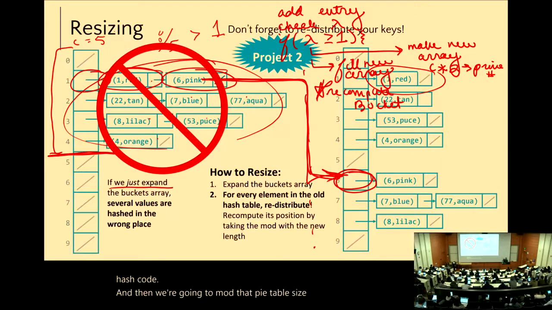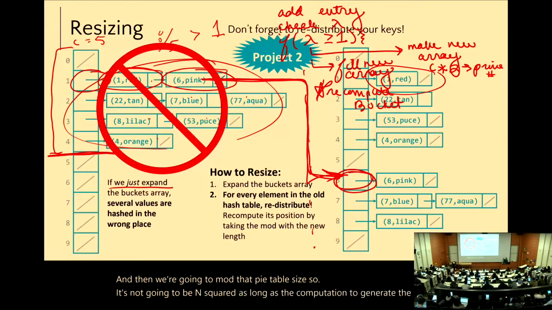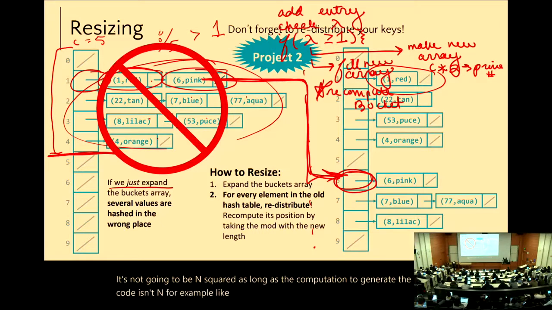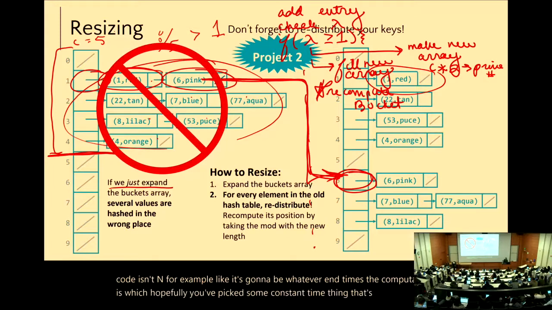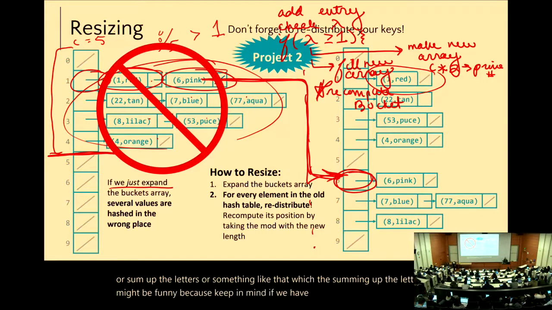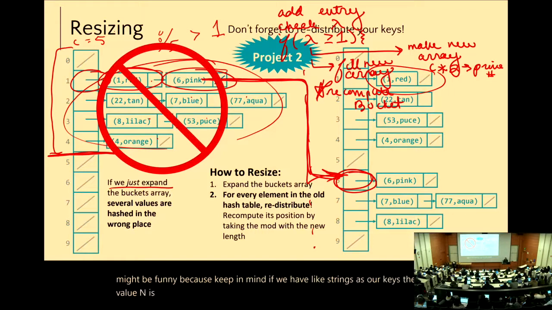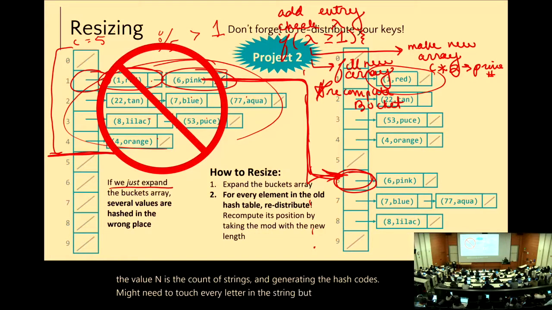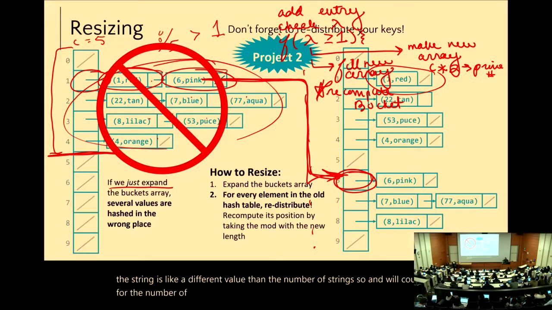So it's not going to be n squared as long as the computation to generate the hash code isn't n. It's going to be n times whatever the computation is, which hopefully you've picked some constant time thing like dot length or sum up the letters. The summing up of letters might be funny, because if we have strings as our keys, the value n is the count of strings, and generating the hash codes might need to touch every letter in the string. But the number of letters across the string is a different value than the number of strings. So n will count for the number of keys, and then some computation to get the hash code. Any other questions on the resize?